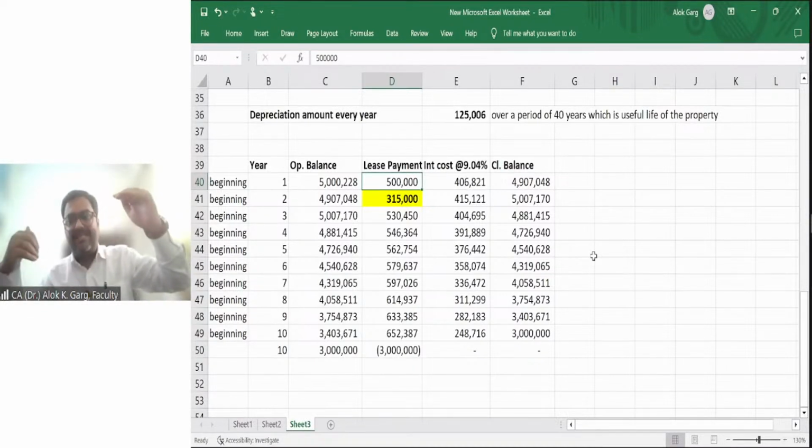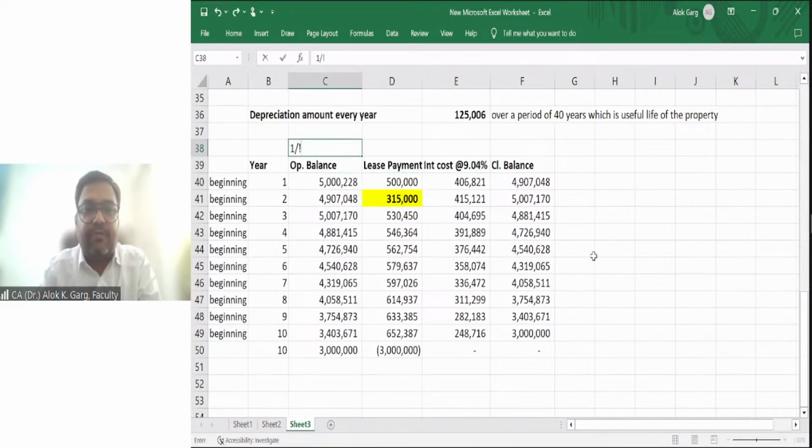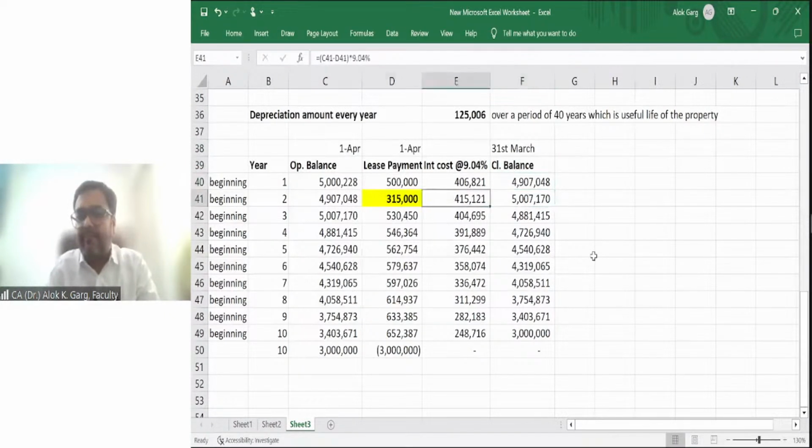Now the year has gone. Now the year has completed. On 31st March, this is your 1st April. This is your 31st March. Sorry, this opening balance is 1st April. This is 1st April, and this is your 31st March. Okay. The closing balance of the first year is 49 lakh.